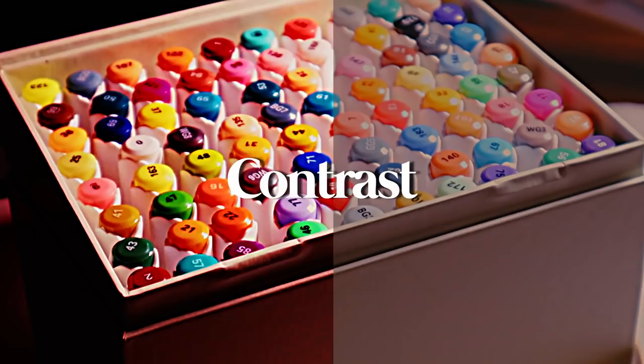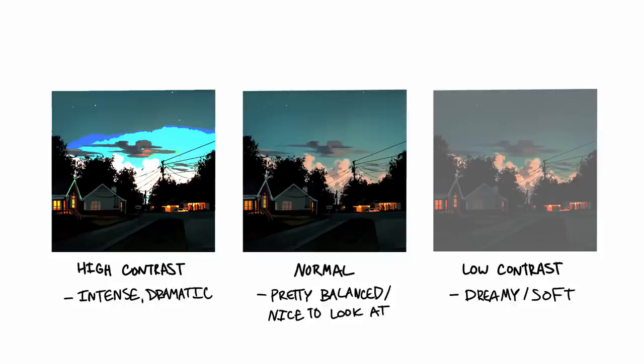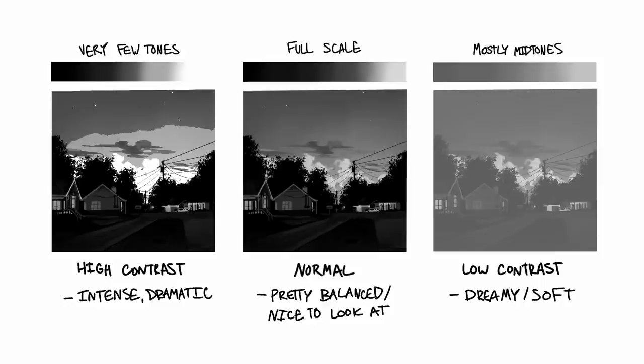Which brings me to the next term, contrast. Contrast is the difference between the lightest and darkest values in your piece. Turning down the contrast in your image will result in less of a difference between the lights and darks in your piece, creating more tones. Turning up the contrast in your image will increase the difference between the lights and the darks until the result is a stark black and white image. The middle ground is where a full scale of values exists. This is typically what you're aiming for.